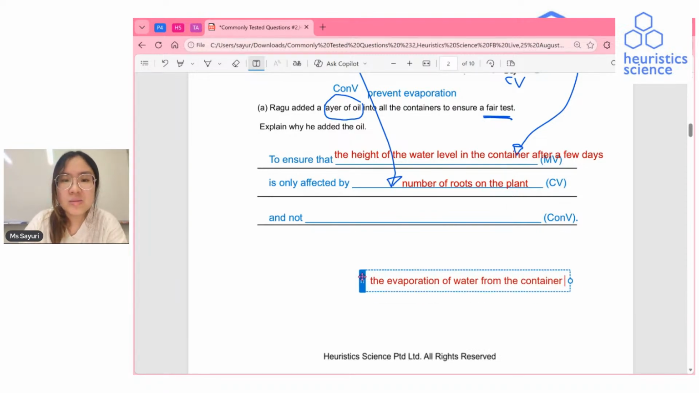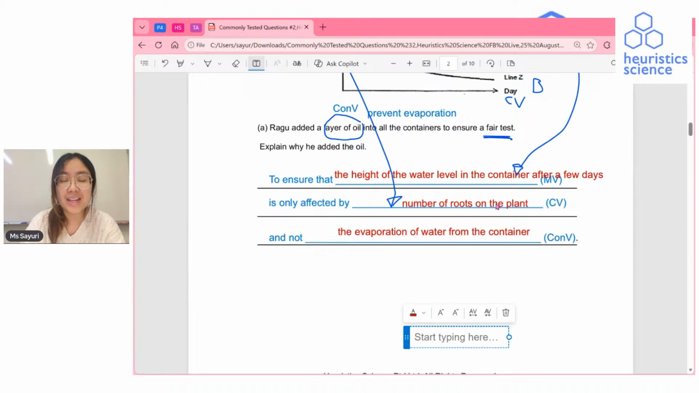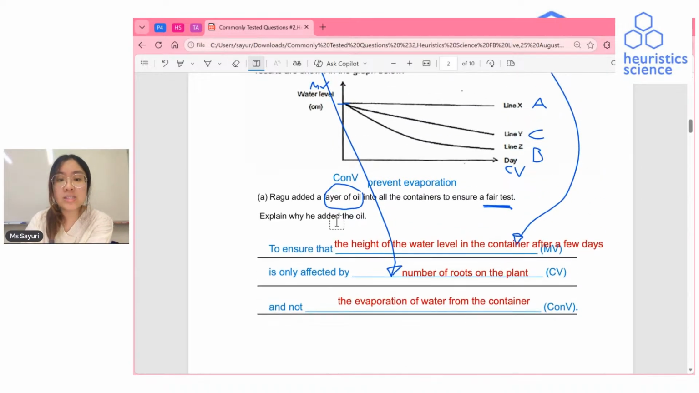Okay, so this makes a lot of sense. So, right, you don't just talk about the layer of oil blindly, but rather you see how this layer of oil is going to help prevent evaporation so that this can be measured by that and not this. Can you see that? Okay, great.